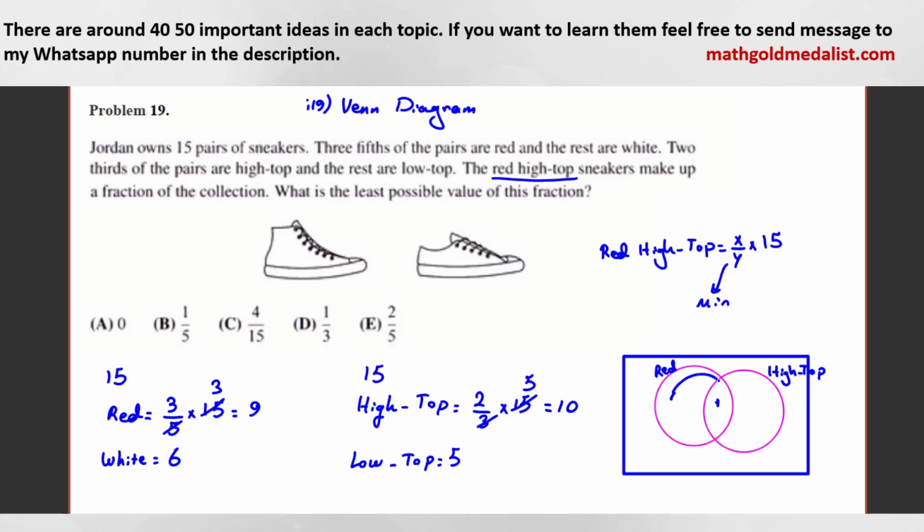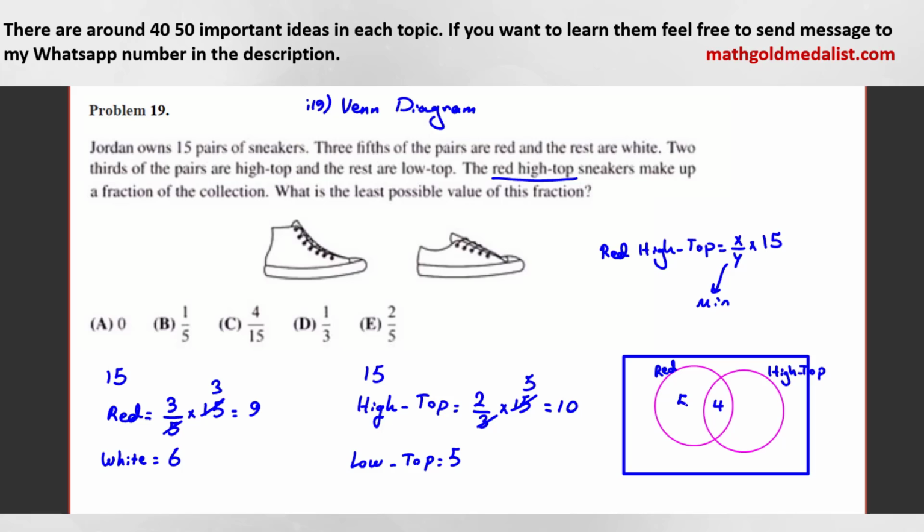If it is 1, then because red should be 9, this one is 8. High top is 10, so this one is 1, 9. How many sneakers are there at least? Maybe we also have some outside. So 8 plus 1, 9, plus 9, 18. At least 18, but we have 15. Like this, you can increase. You can check 1, 2, 3, 4. We have 15 here. 9 plus 10 is 19, so we should count 4 sneakers at least twice. So here you can say 4.